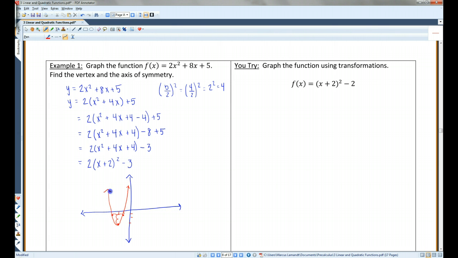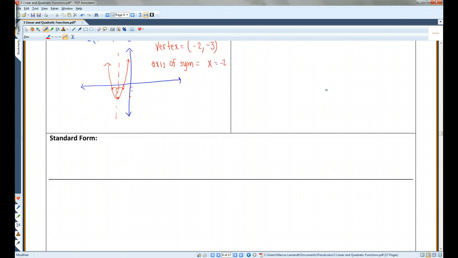There we go. The vertex is negative 2, negative 3. The axis of symmetry is this here, that's x equals negative 2. I'll let you guys do this one.